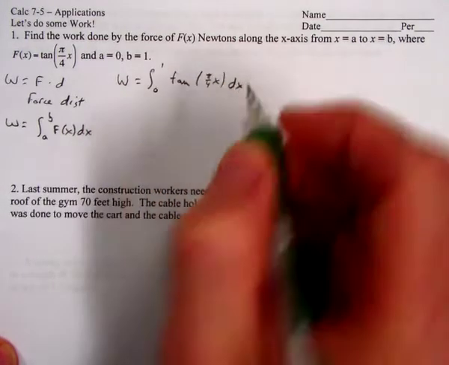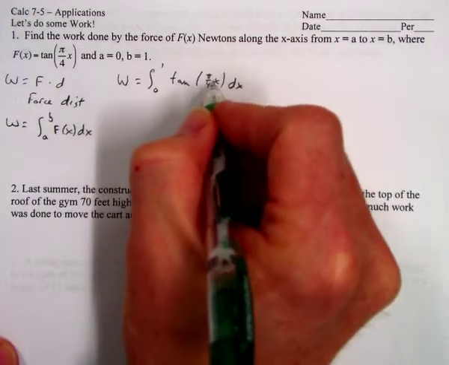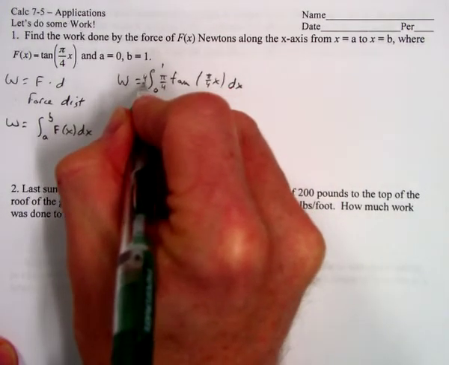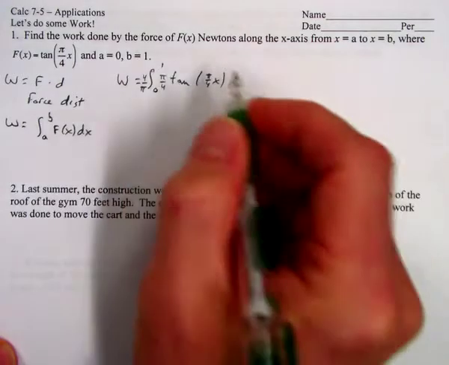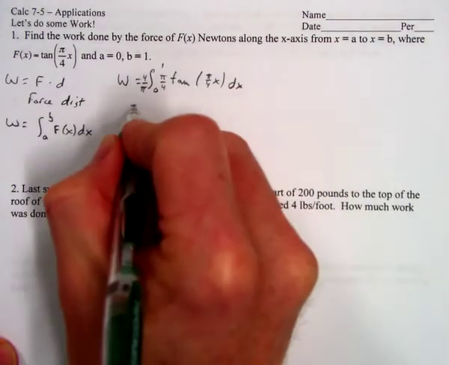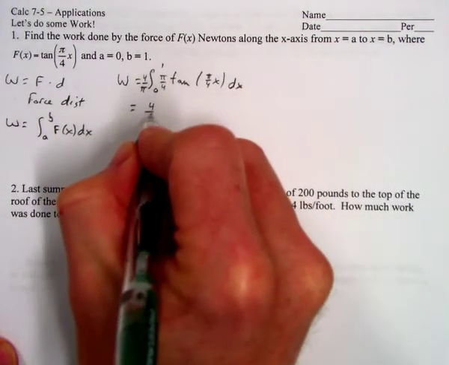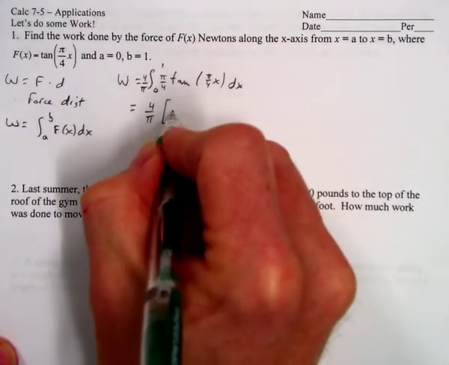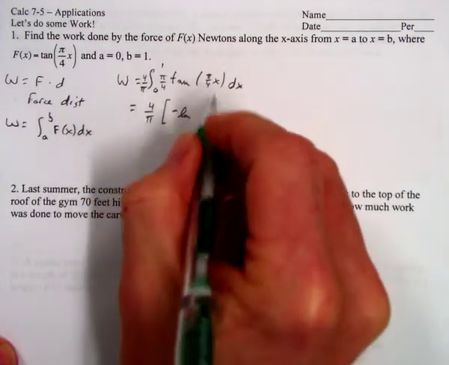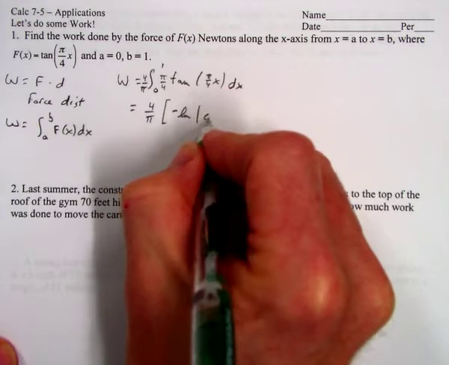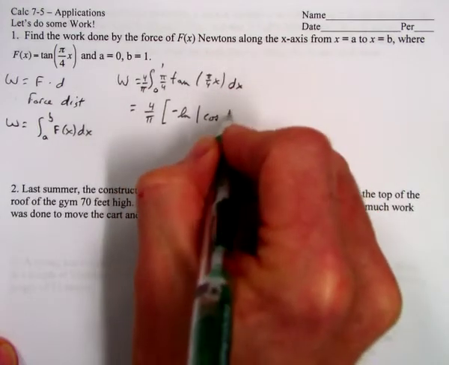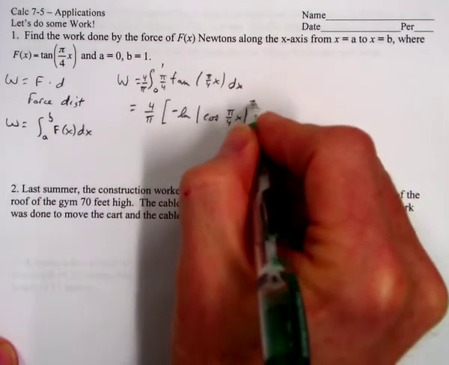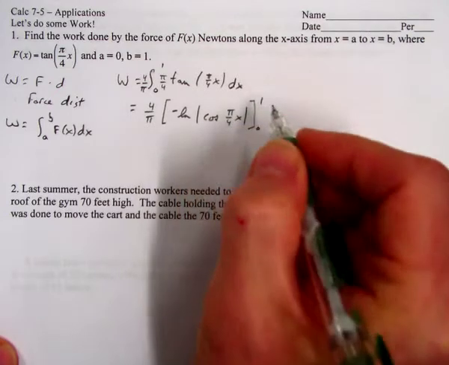We have the derivative of the inside, which would be pi over 4, so if I put that over here and then put 4 over pi, or you could do a substitution, we don't need to, this equals 4 over pi times the antiderivative of tangent, which would be negative ln of the absolute value of cosine of pi over 4x. And we'll evaluate that from 0 to 1.